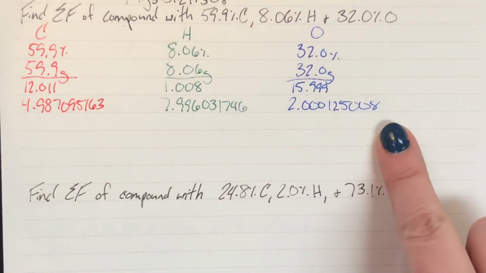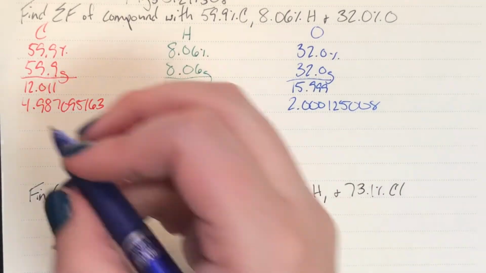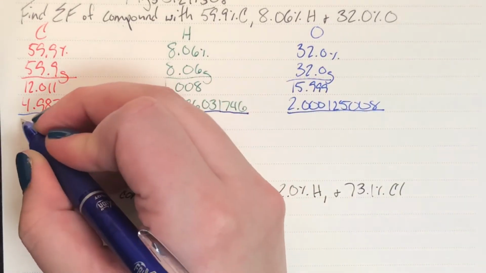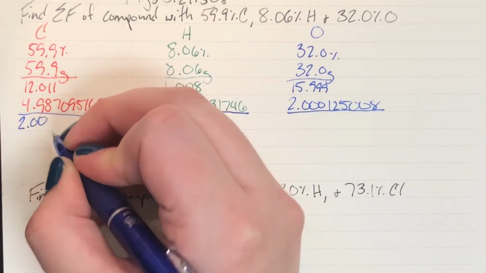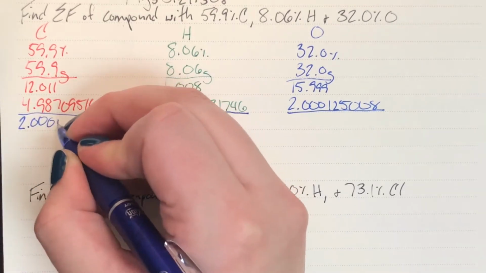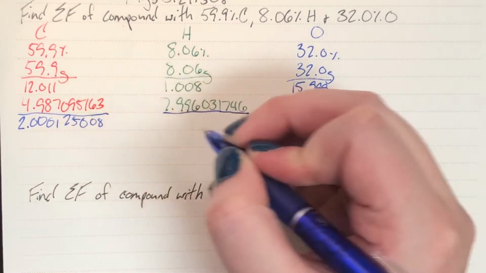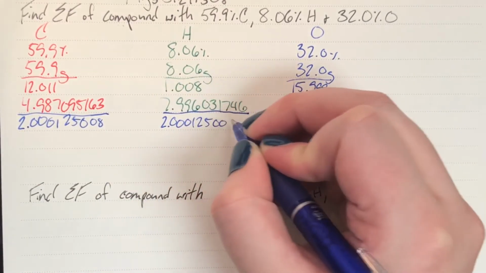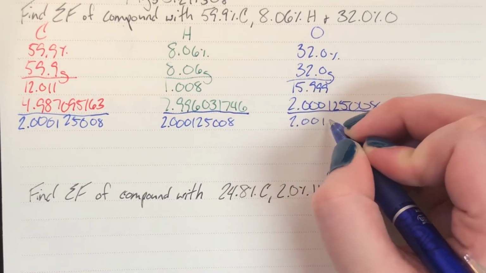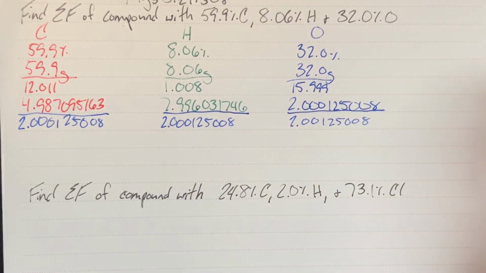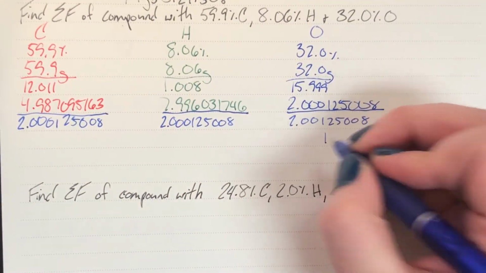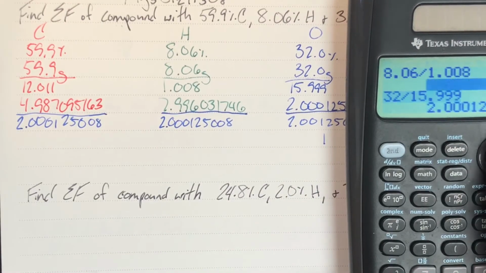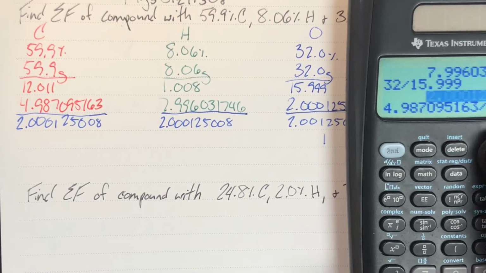Now I need to go ahead and divide by small. My smallest number was from oxygen, so I'm going to divide all of my things by oxygen's moles, 2.000125008. Okay, this is obviously going to equal 1 for oxygen, and then I just need to figure out everybody else. So again, fancy calculator means less work for me.